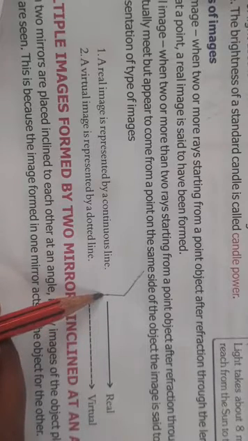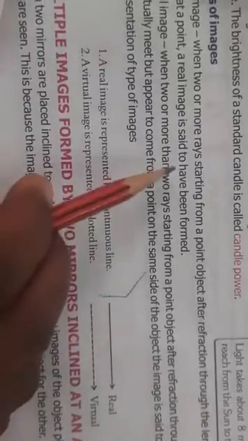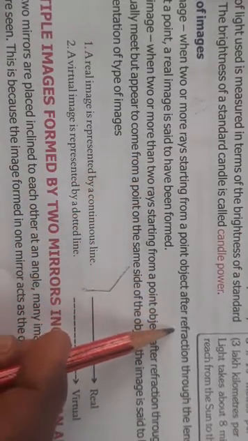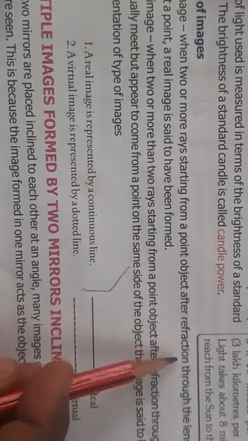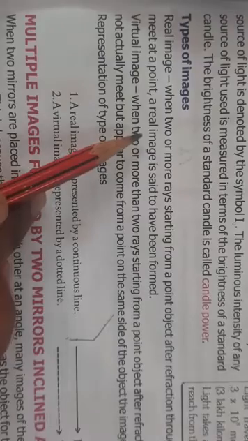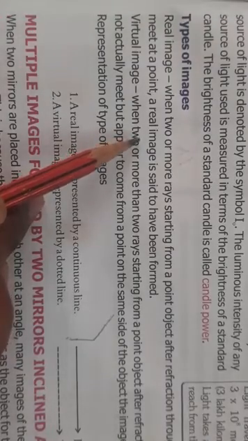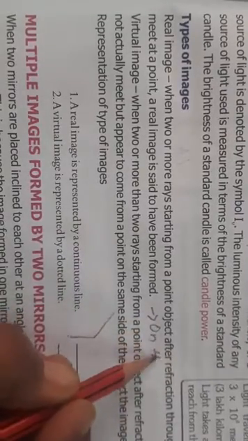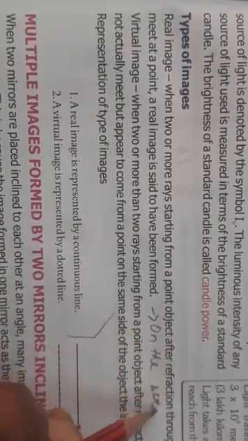So when two or more rays starting from a point of an object, after refraction through the lens, meet at a point, a real image is said to be obtained. A real image is always obtained on the screen. It can be obtained on the screen.